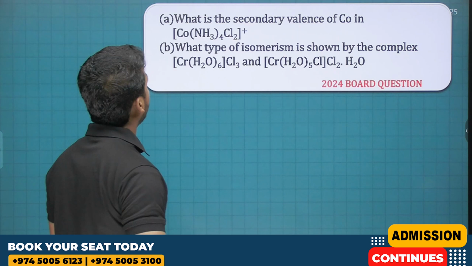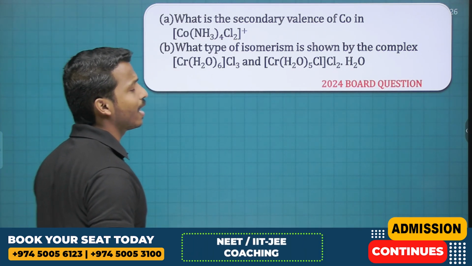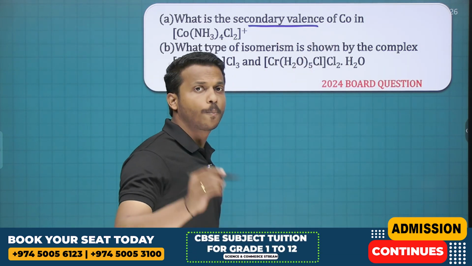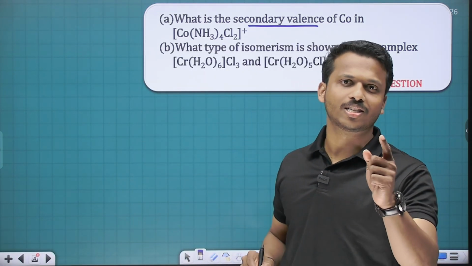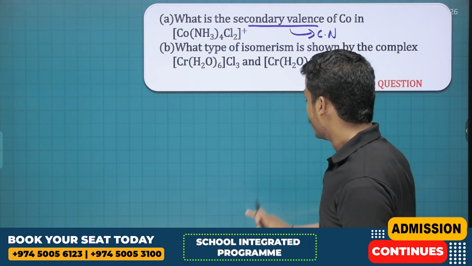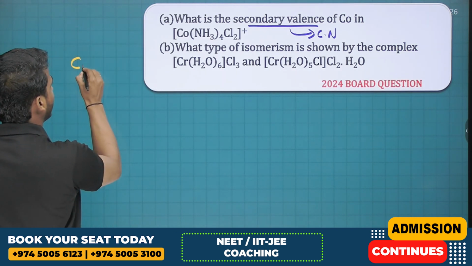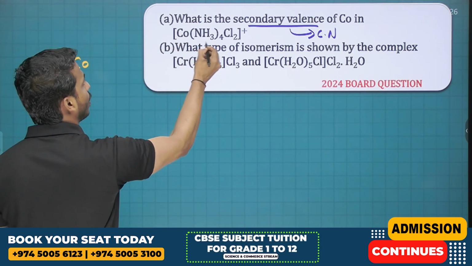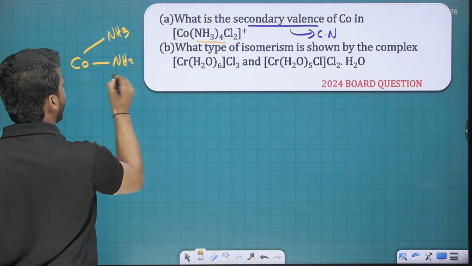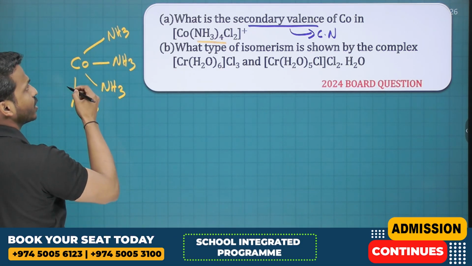Let's go for the next one. Another question from 2024: what is the secondary valency of cobalt? Dear all, secondary valency means what? Primary valency gives the oxidation state and secondary valency gives the coordination number. So let us calculate the coordination number of the system. Here cobalt is the metal given. It's connected to 4 amines. Amine is a monodentate ligand, so 4 amines provide 4 sigma bonds.